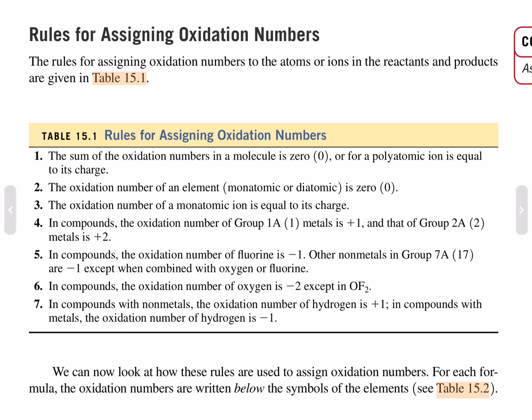Number 4. In compounds, the oxidation number of group 1A metals is positive 1. That of group 2 metals is positive 2. Number 5. In compounds, the oxidation number of fluorine is negative 1. All nonmetals in group 7 are negative 1 except when combined with oxygen or fluorine. Number 6. In compounds, the oxidation number of oxygen is negative 2 except in OF2. Number 7. In compounds with nonmetals, the oxidation number of hydrogen is positive 1. In compounds with metals, the oxidation number of hydrogen is negative 1.